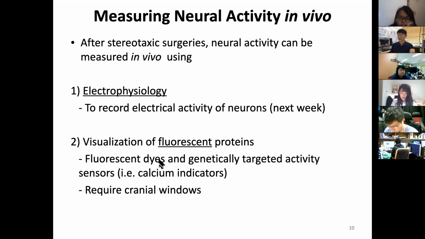Visualization of fluorescent proteins, we use two ways. One is fluorescent dyes. Dyes are usually super bright, but these are exogenous agents. And the other is genetically targeted activity, which usually uses transgenic animals, genetically targeted activity sensors. Or you can use viral vectors to deliver, such as calcium indicators, into the target neuron population so that you can use fluorescence imaging to measure the neuronal activity. But these require cranial windows, so that's why this is so important.